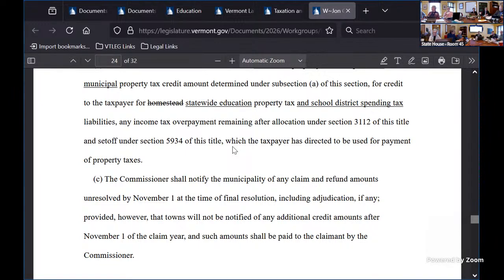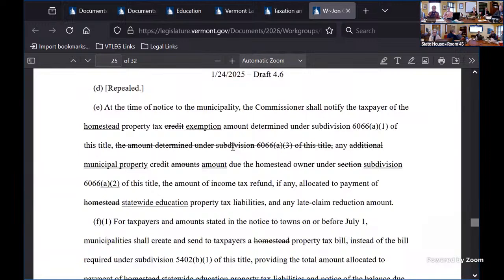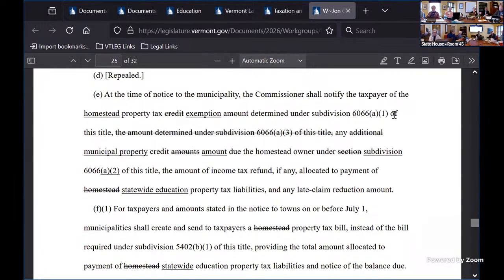More conforming changes on the next page. So it's of the same sort that I've just talked through. We're removing references to the circuit breaker here. The education property tax circuit breaker, that was 66A3, that's been removed. But we do retain references to the municipal circuit breaker. These are just conforming changes here to pick up the new exemption and ensure that we still are maintaining that circuit breaker.